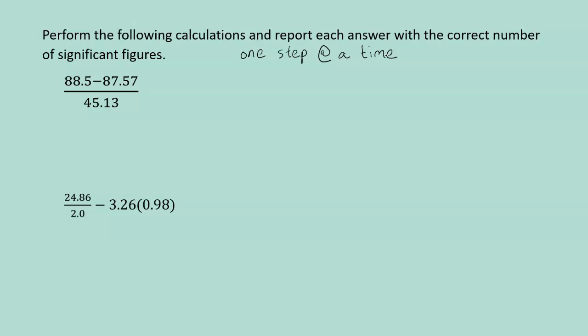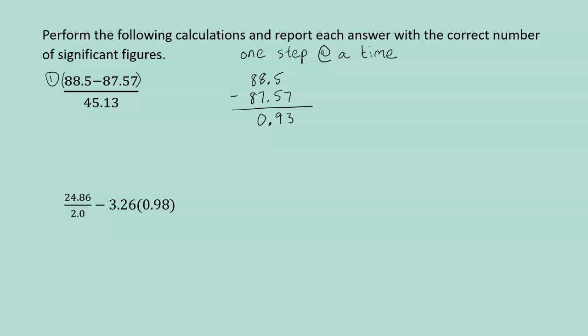In the first example, we have 88.5 minus 87.57. Order of operations states that this is inside of parentheses, and we must complete that subtraction before we divide by the 45.13. So our first step is to look at the subtraction of 88.5 minus 87.57, and in your calculator, it should come back to be 0.93.